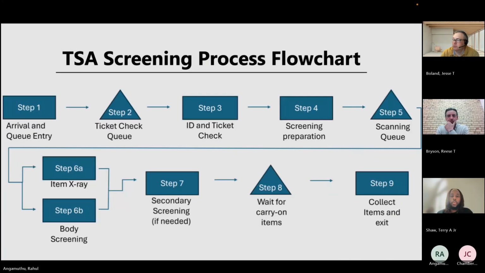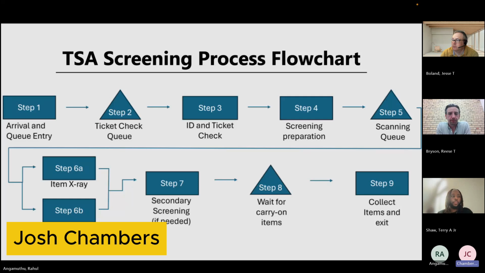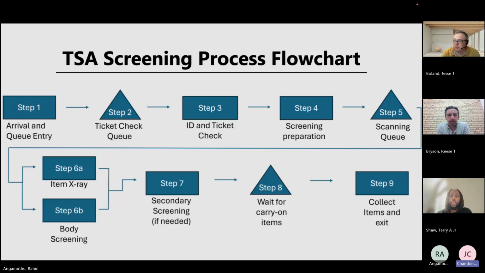Our step one is the arrival and queue entry. We're not starting with obtaining a boarding pass because the TSA does not control obtaining the boarding pass. The airline that you're flying on does. So we are focusing only on the TSA portions of processing through an airport. So you arrive into the queue and you wait for your turn to have your ID and travel documents checked.